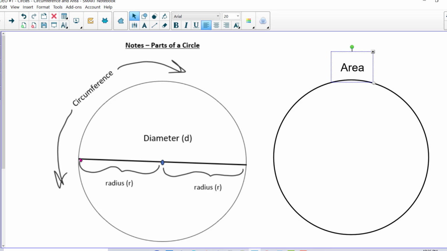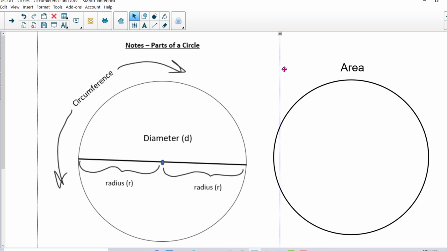The diameter is the distance of one side of the circle to the other side through the center, through the longest part. So the diameter is all the way across, but then halfway across from the center to the outside is called the radius, right here. Now you'll notice that two of the radii make up the entire diameter. So the distance from the center to one edge is called the radius. From the center to another edge is the radius, same distance. So together they make up the diameter.